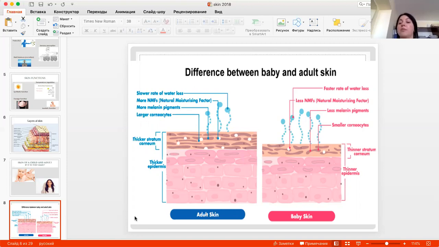compare the performance of different functions. Because of the thinner epidermis stratum corneum layer, it is easier for a child's organism to lose water, the fluid from the body, which means that dehydration of a child may take place quicker, faster than in adults. Children lack natural moisturizing factor produced by skin. It means that the child's skin is likely to be drier than in adults.